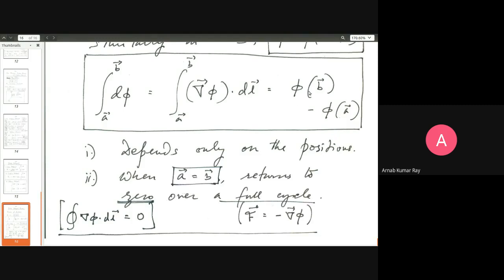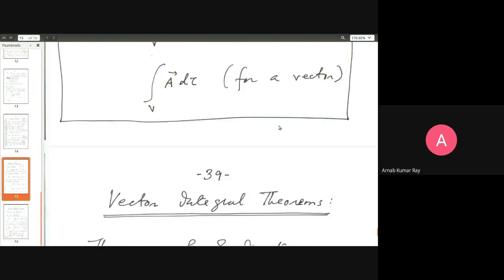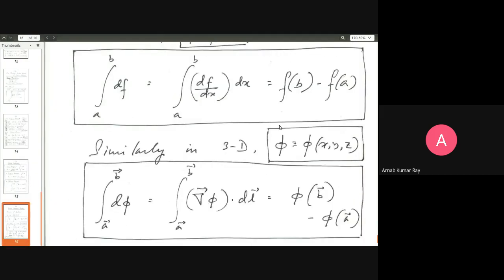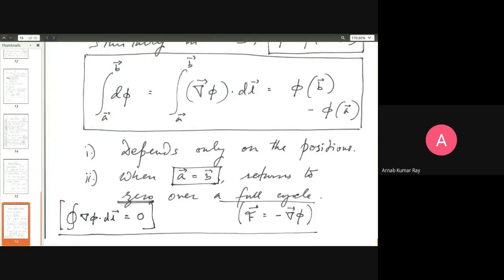When A is equal to B, meaning you are going over a full loop integral, A is equal to B. You're going over a full closed loop. If you're going over a full closed loop, if A is equal to B, then the gradient of phi dot dl, this thing will be phi A minus phi A. Closed loop integral, that is what.